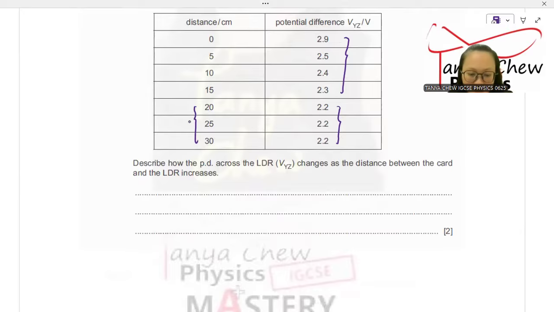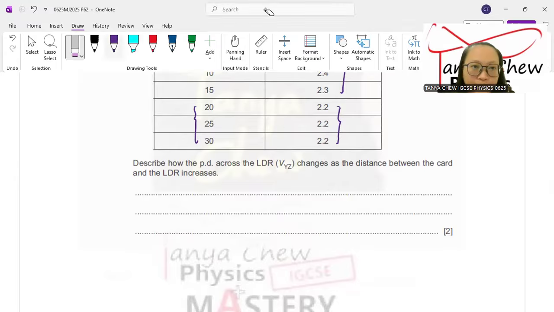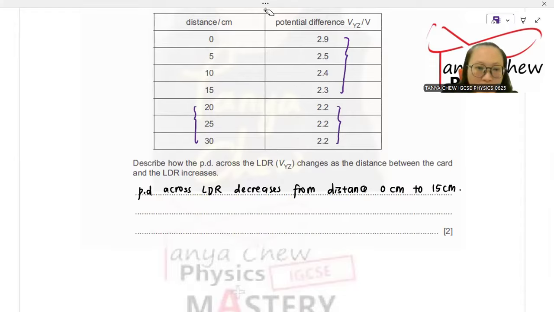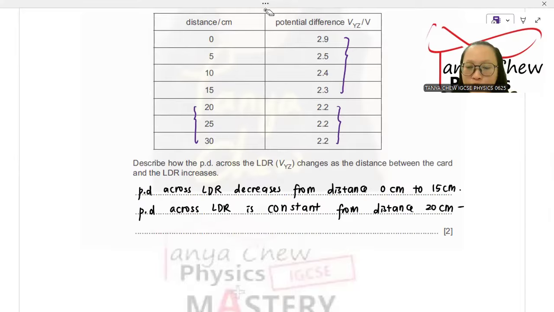Potential difference decreases, or just write PD because the question mentioned PD. PD across LDR decreases from distance 0 cm to 15 cm. And then after that, the PD across LDR is constant. I want to see the word constant. From distance 20 cm to 30 cm. That's it.